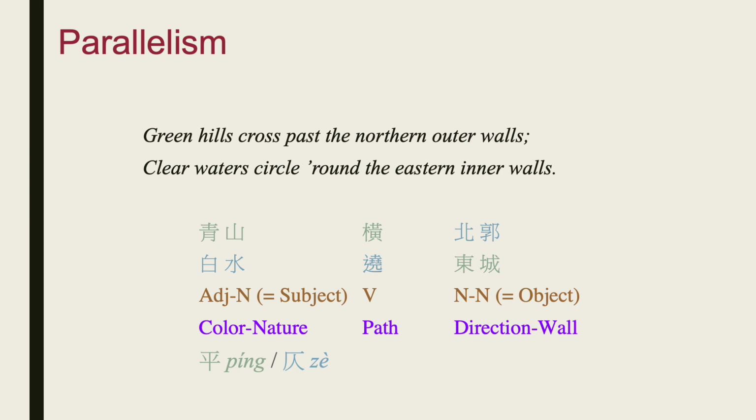And because the two lines of a couplet have opposite tonal patterns, the paired words, the corresponding words in each line of the couplet, have to belong to opposite tonal categories. So if the color term in one line is in level tone, the corresponding color term in the next line has to be in a non-level tone.